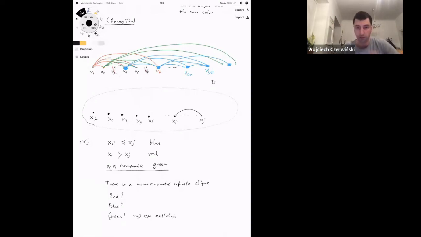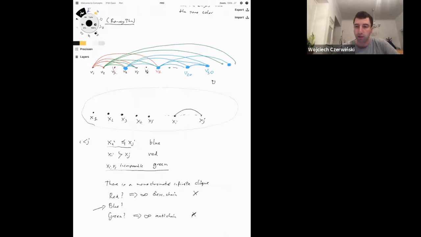So we cannot have a green clique. Can it be blue? Can it be red? No, because red would mean the next element is smaller, so this would mean an infinite descending chain. So there is no option for such a clique. Therefore, our clique needs to be blue. And this means that there is an infinite sequence of dominations.